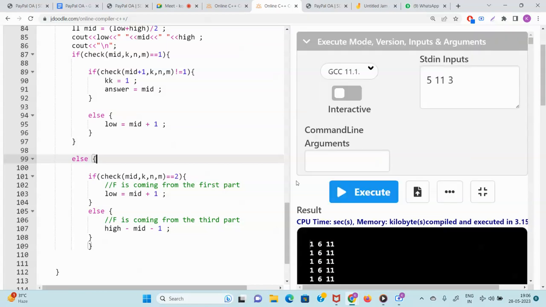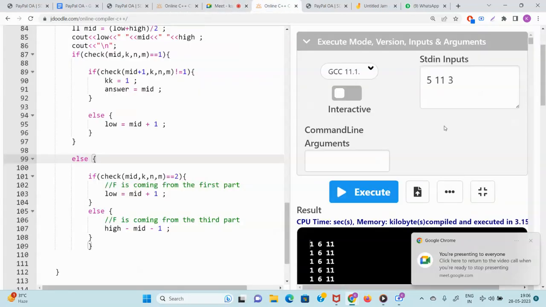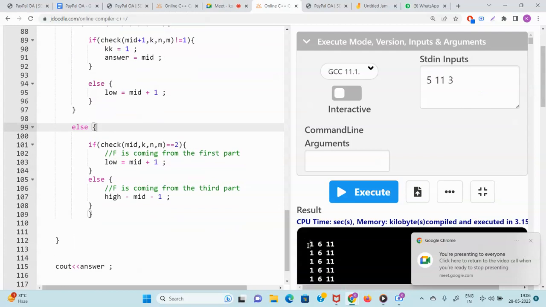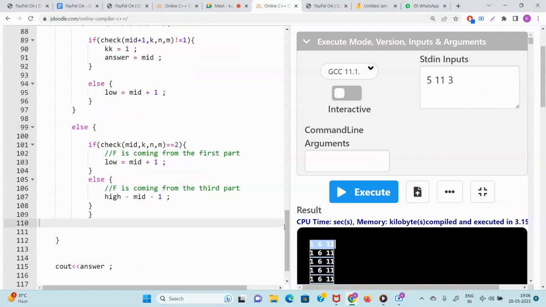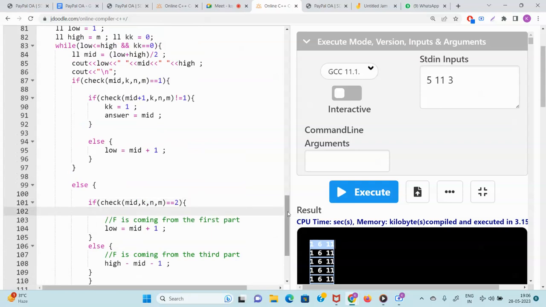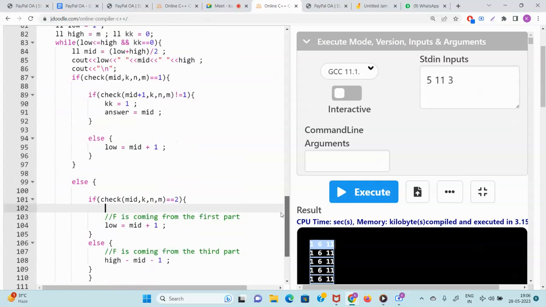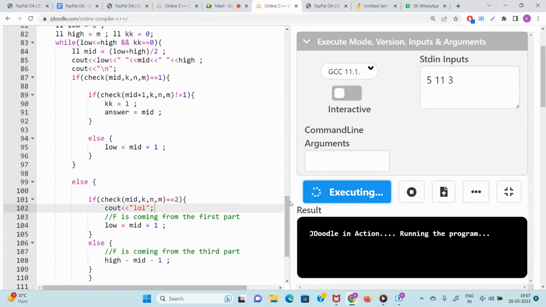Guys, tell me what's going wrong. Why is this code giving like this? Can anyone tell me? Why is this code running infinite loop? Where did we do mistake? See, first we came to the range 1 6 11, right? Then I think that the 6 should be coming as this. Now let me write, it should be coming as 2. That's my guess. Let's write cout lol here. If it is lol, then it means yes, it was correct. Let's see what oopsie happened here.